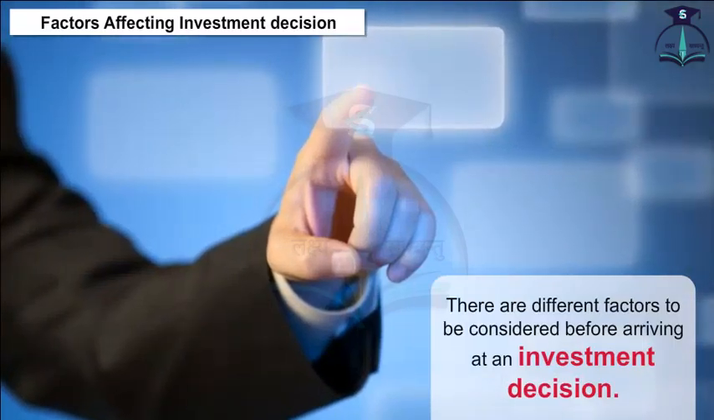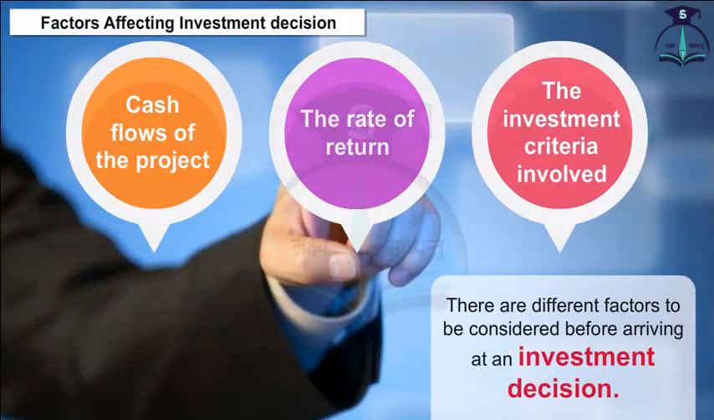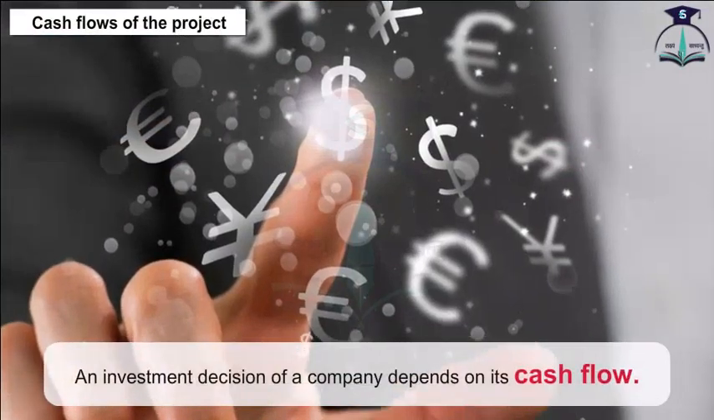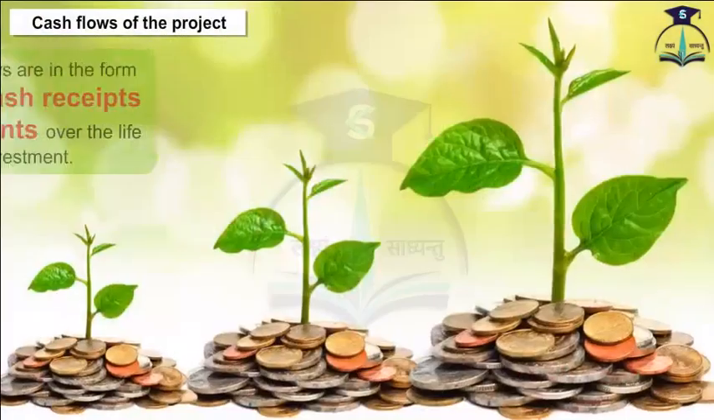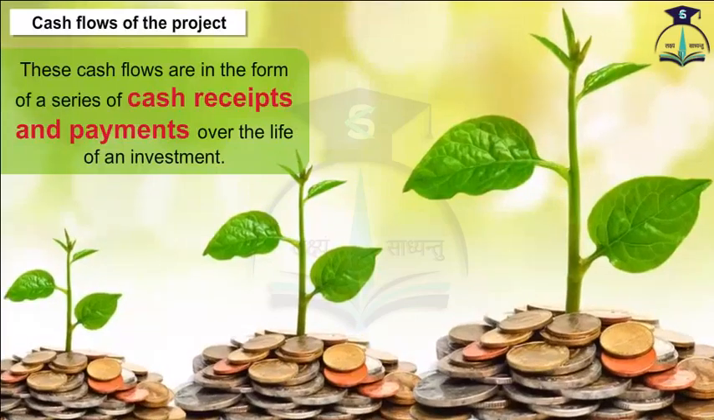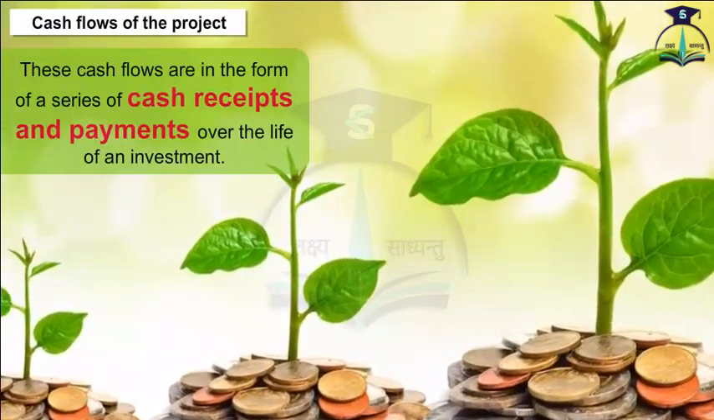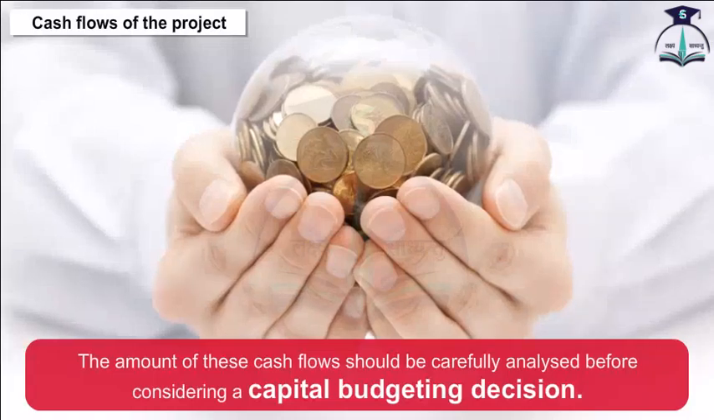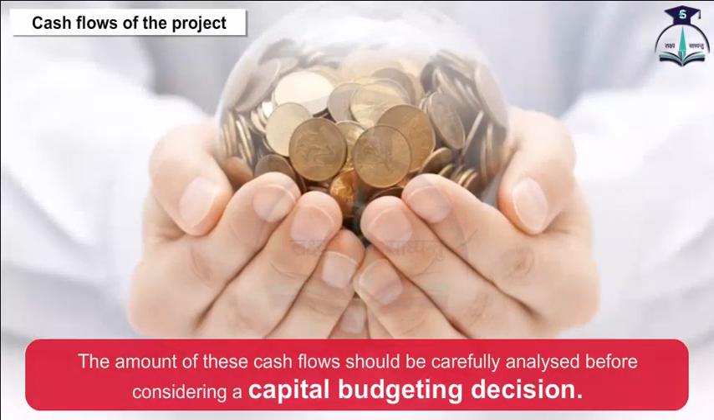We can classify these into three major heads and can be discussed below. Cash flows of the project. An investment decision of a company depends on its cash flow. These cash flows are in the form of a series of cash receipts and payments over the life of an investment. The amount of these cash flows should be carefully analyzed before considering a capital budgeting decision.